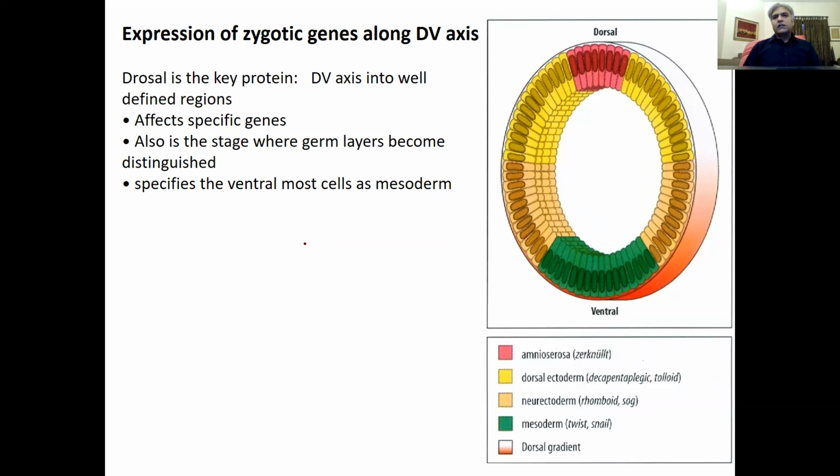So from here, when we go from ventralmost region towards dorsal, you can see there is a concentration gradient of dorsal. So very high to low concentration. The highest concentration of dorsal is known to activate twist and snail.